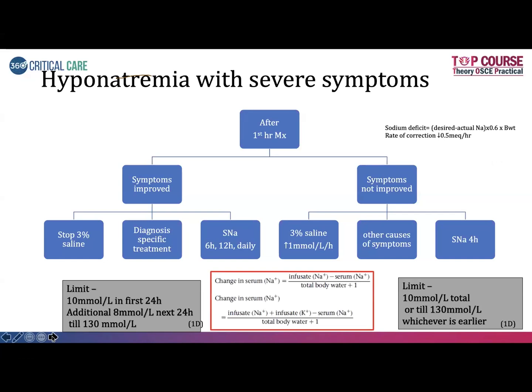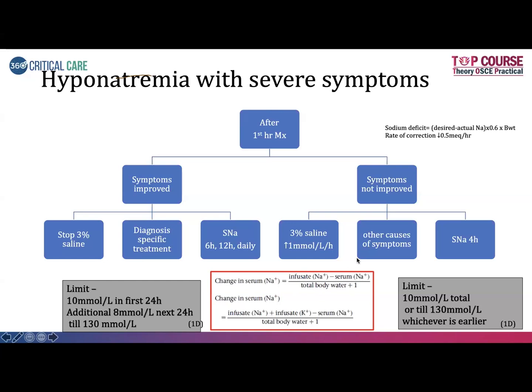So next will be another formula: the sodium infusate minus the serum sodium, divided by the total body water plus 1. So if you're going to give 1 liter, how much change in the serum sodium can you expect?